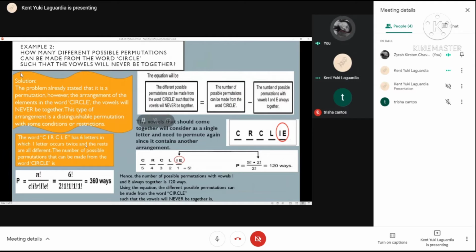Hence, the number of possible permutations with vowels I and E always together is 120 ways. Using the equation, the different possible permutations that can be made from the word circle, such that the vowels will never be together, is P equals 360 minus 120, which equals 240 ways.